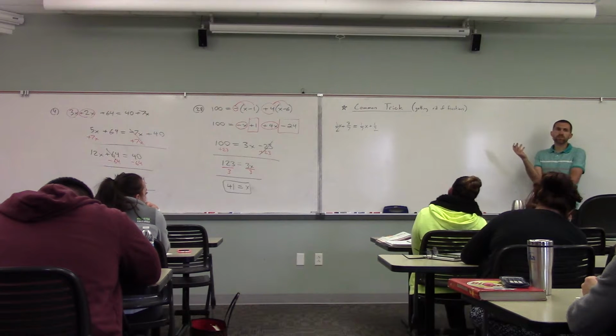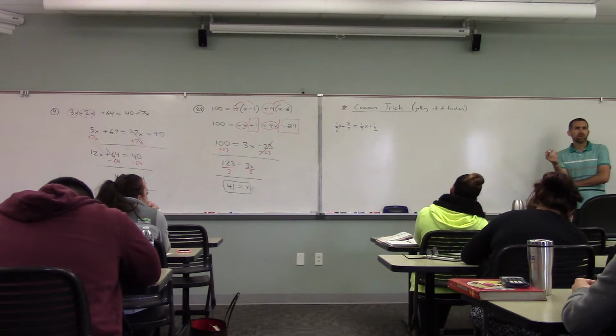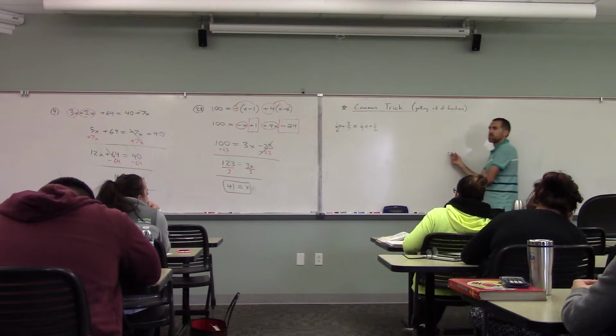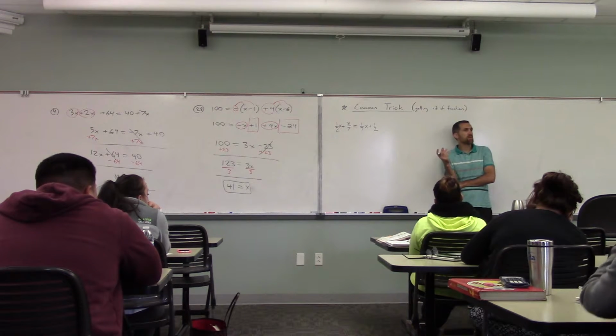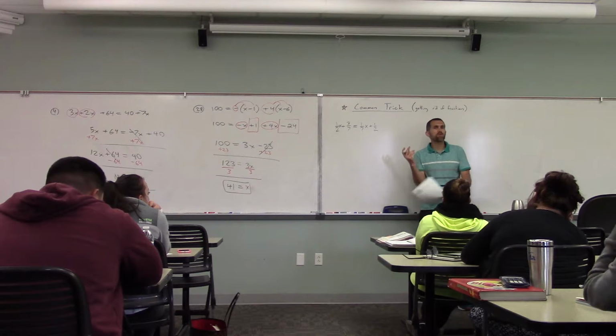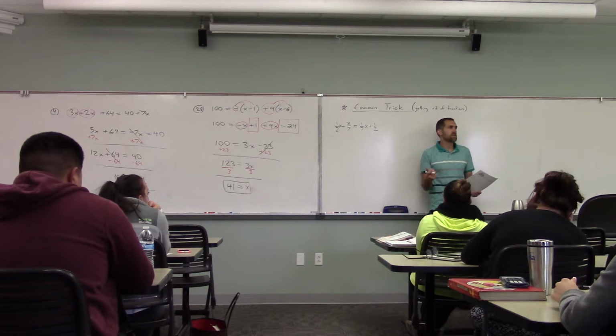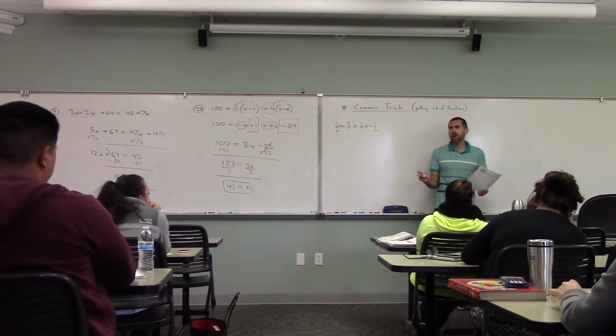So what is that common denominator going to be? 14. It will be 14. The sweet thing that we can do now, because it's an equation, is multiply both sides of the equation by the common denominator, by 14.